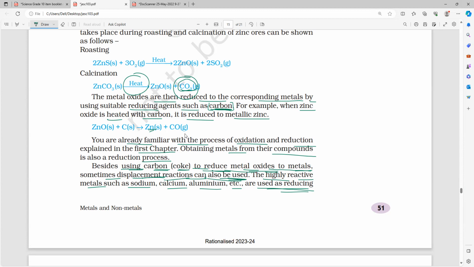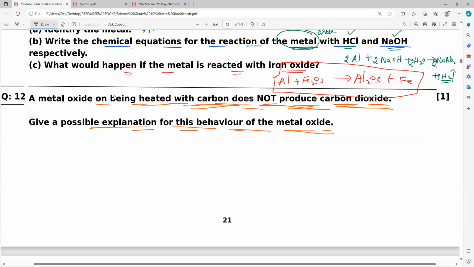So remember everybody, if the metal present in the oxide is less reactive, then carbon will react with it, so that we will get carbon dioxide. If it is more reactive than carbon, then carbon dioxide gas cannot be formed. What will happen? Carbon cannot displace the metal, or it cannot reduce the metal, so no carbon dioxide will be released. That is the answer. So please write it, everybody.